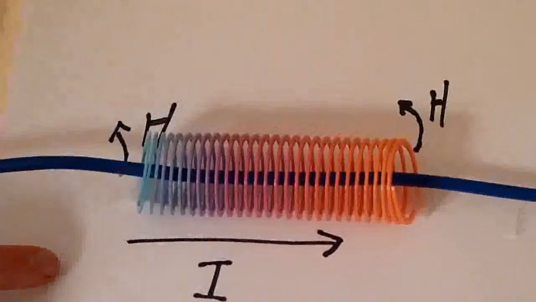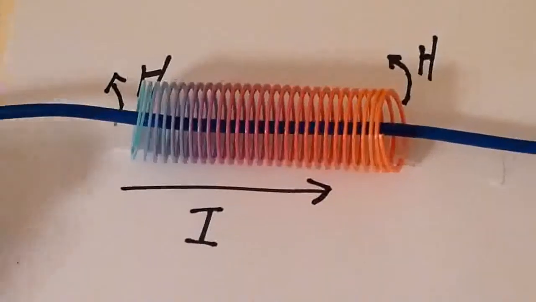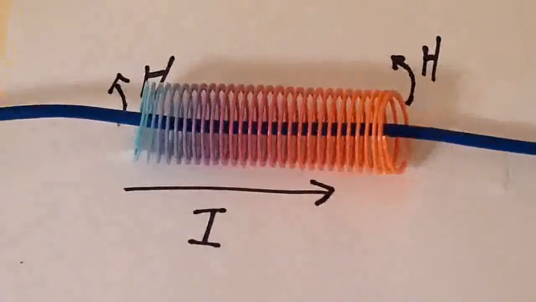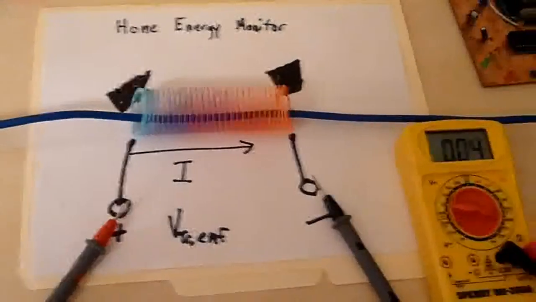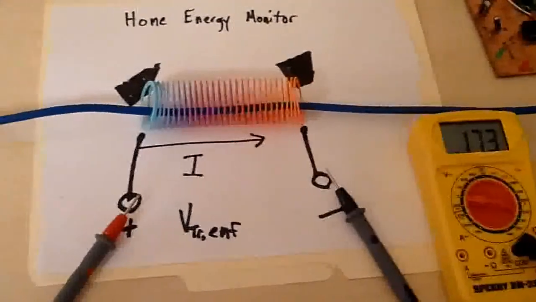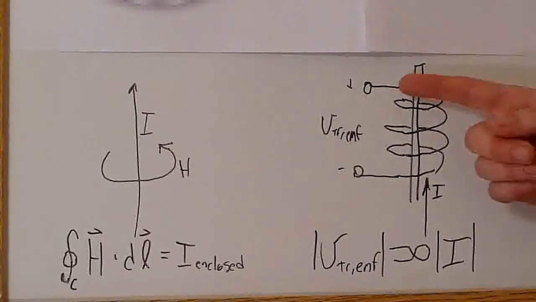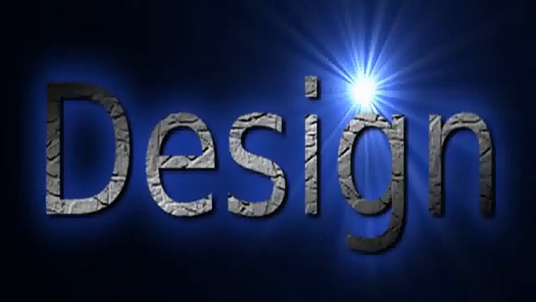A time-varying current in a wire, I, produces a time-varying magnetic field represented by the slinky here as H. A time-varying magnetic field produces a voltage in a coil of wire. The slinky now represents the coil of wire. The magnitude of the current is proportional to the voltage induced at the ends of the coil of wire.